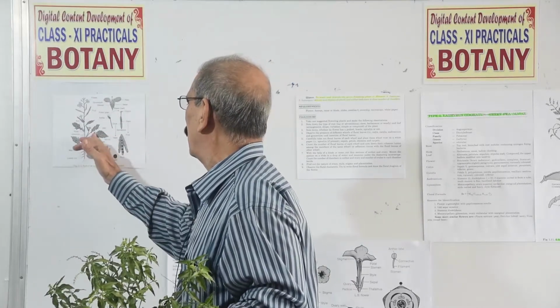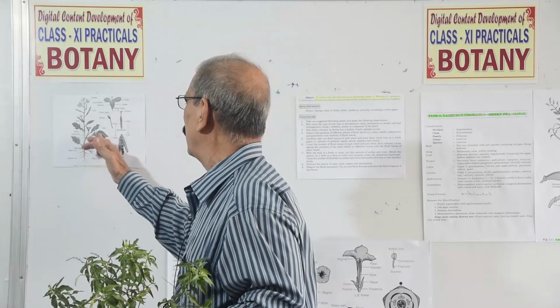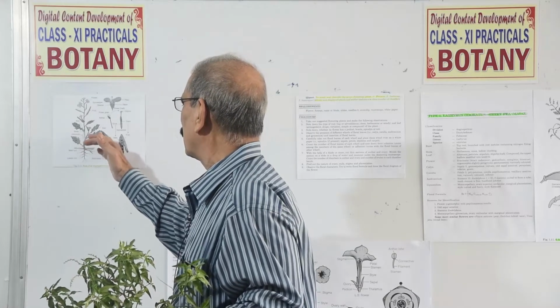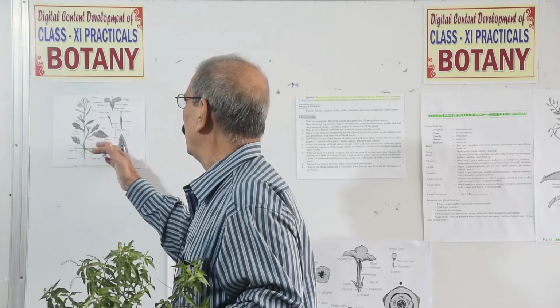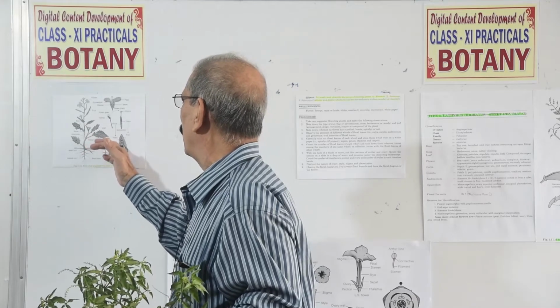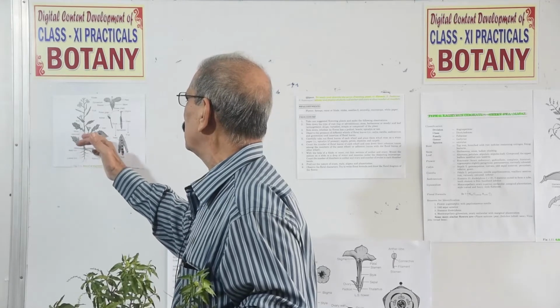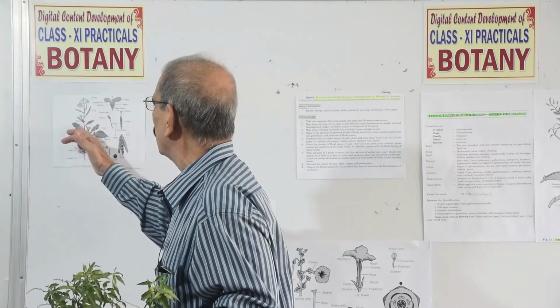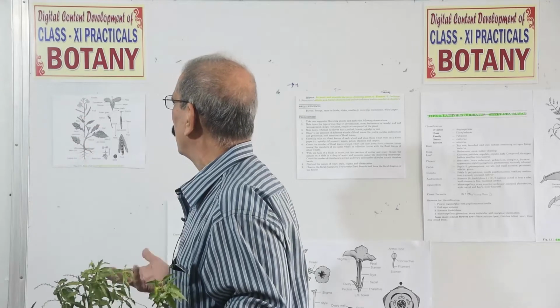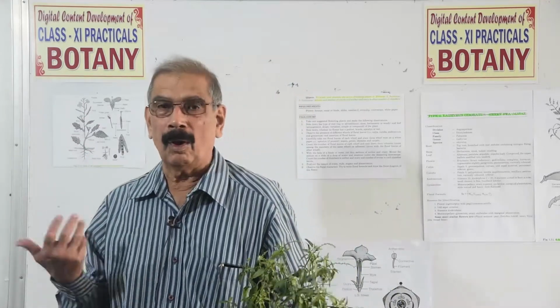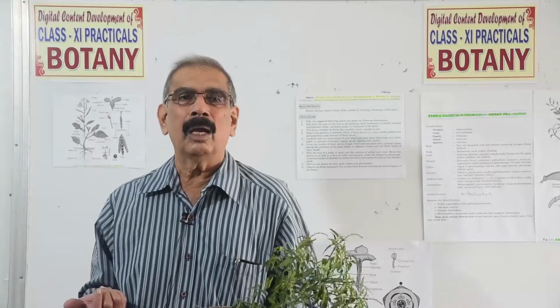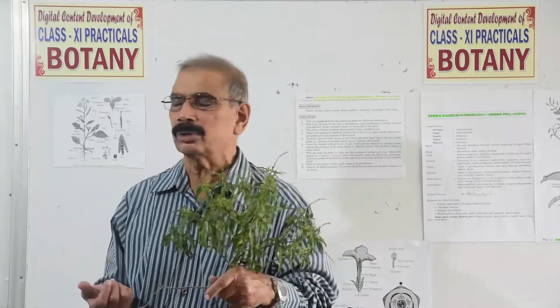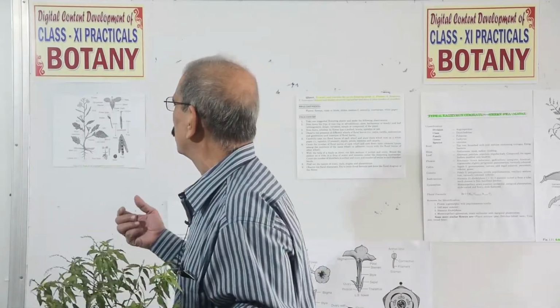These are the lateral veins and the leaf blade. The midrib is shown. This is the leaf structure. Flower, what is a bud? A bud is an undeveloped shoot.